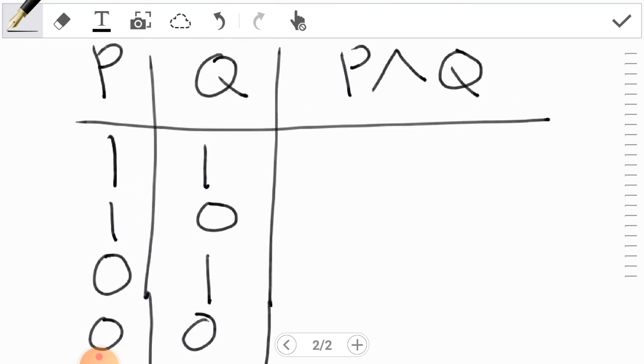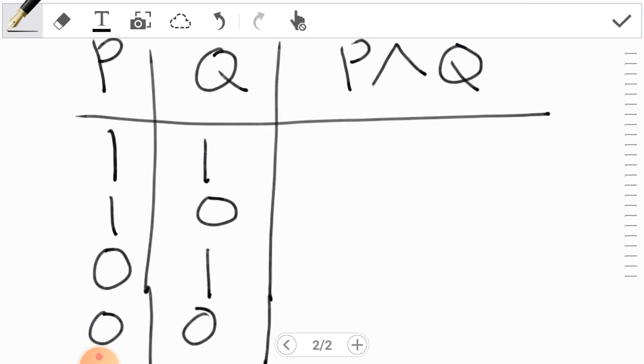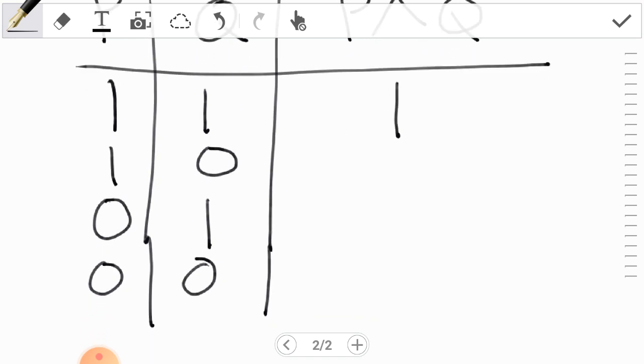And this can easily be remembered if we have the conjunction. So just remember and. So this will be true if and only if both propositions are true. Otherwise, P and Q will be false.